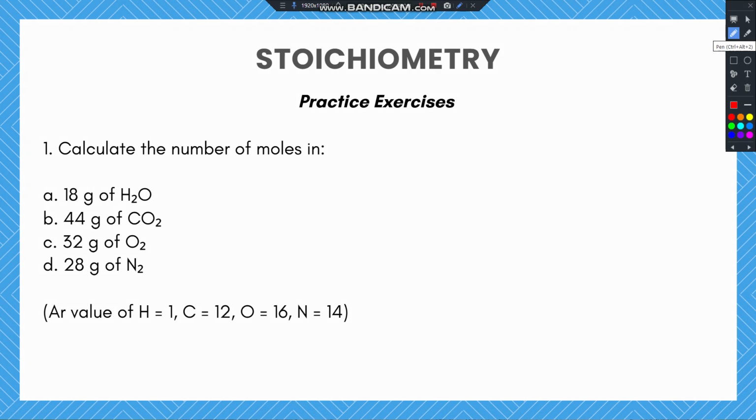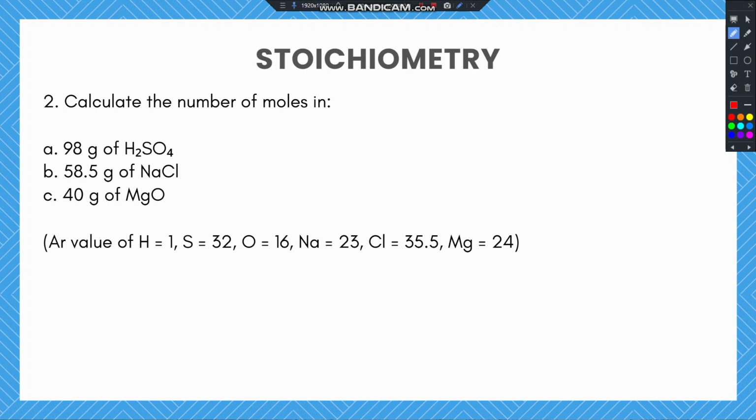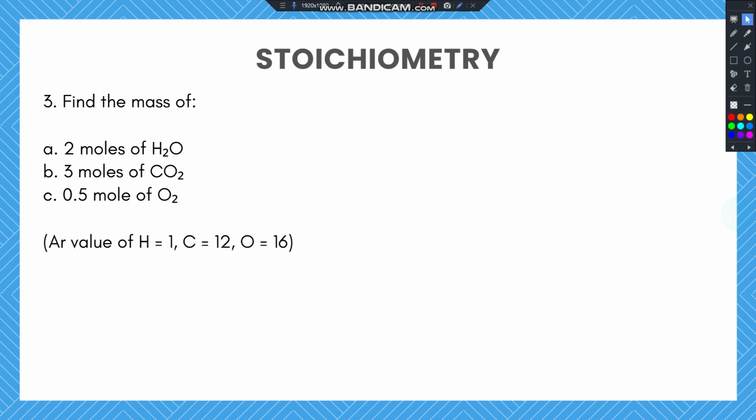Calculate the number of moles in 18 grams of water, 44 grams of carbon dioxide, CO2, 32 grams of oxygen, and 28 grams of nitrogen gas. We have the atomic masses for each element present. Number 2, calculate the number of moles in 98 grams of sulfuric acid, H₂SO₄, 58.5 grams of sodium chloride, 40 grams of magnesium oxide. The atomic masses that you need are also listed below.